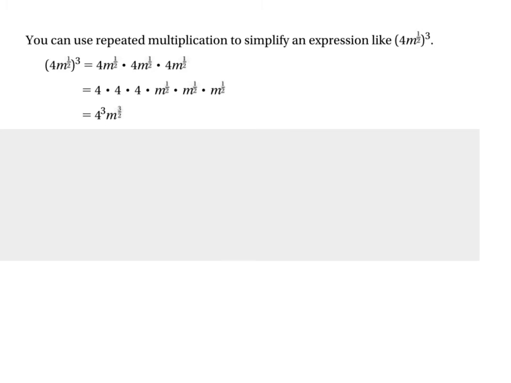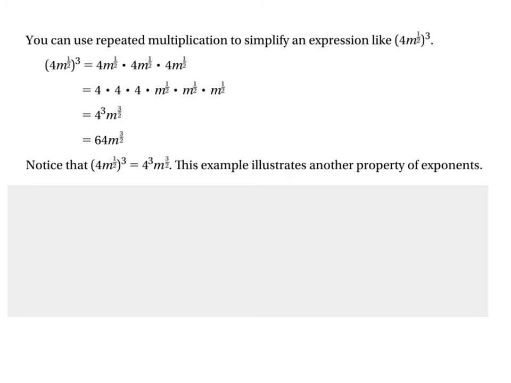And then when we do it, writing that with exponents, we say that's 4 multiplied together 3 times, or 4 to the 3rd. And remember, when you're multiplying powers with the same base, you can add their exponents. 1/2 plus 1/2 plus 1/2 is 3/2. So m to the 3/2. We can simplify this part. 4 times 4 is 16, times 4 is 64. And so we got 64m to the 3/2. That's the answer to that.